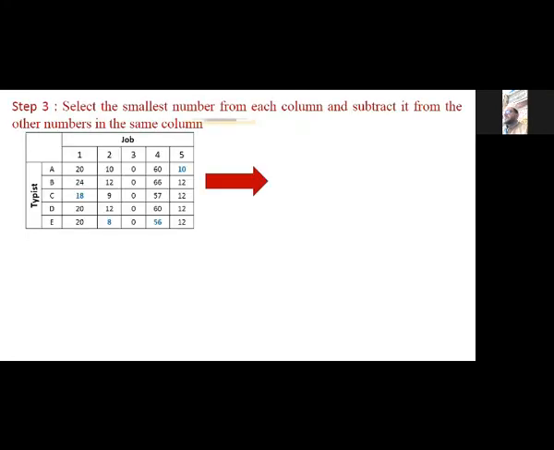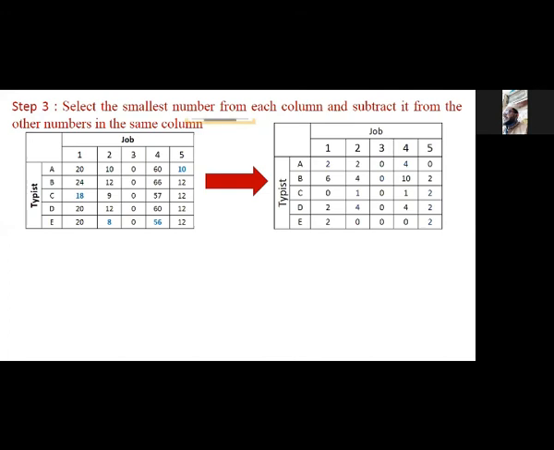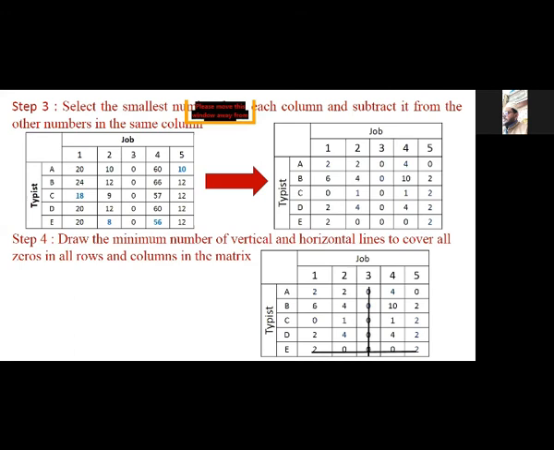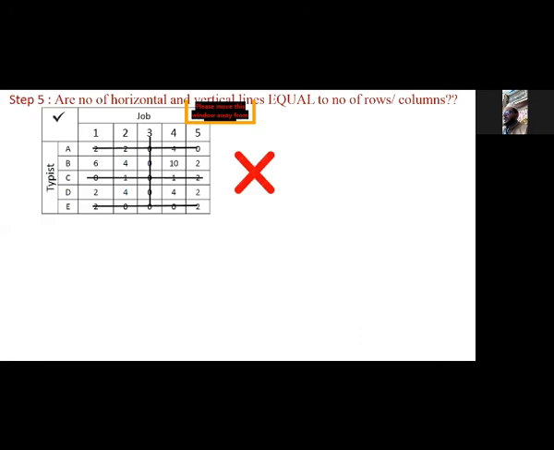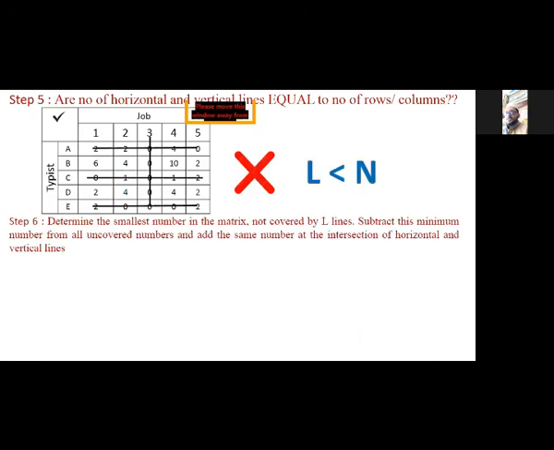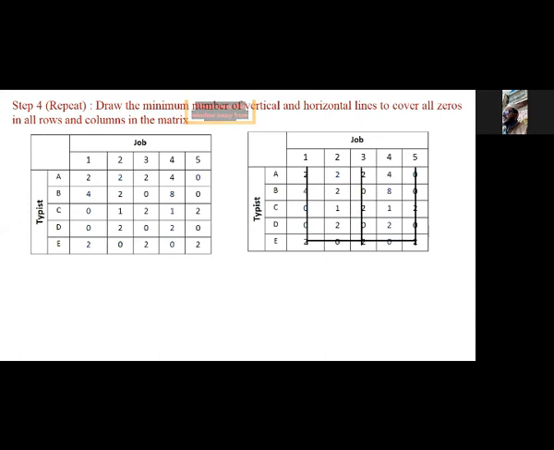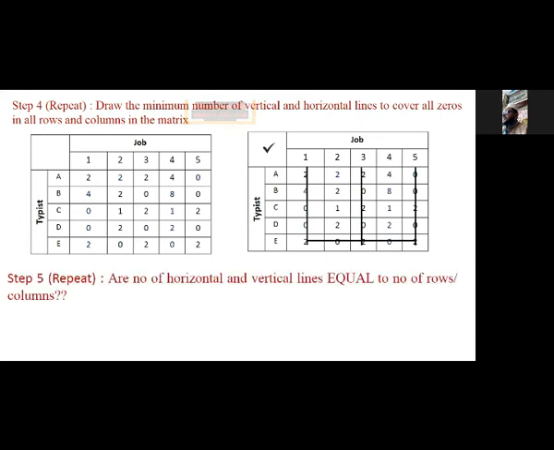Then column minimum. After the column minimum operation, you will get this matrix. Then we have to draw the minimum number of horizontal and vertical lines. So in the first case, it is covered by only four lines. So it is not an optimum solution. So we will subtract the minimum from the uncut elements and add it at the intersection points. After doing this, again I will check the number of lines. Again I am getting 4 lines in the second iteration also.